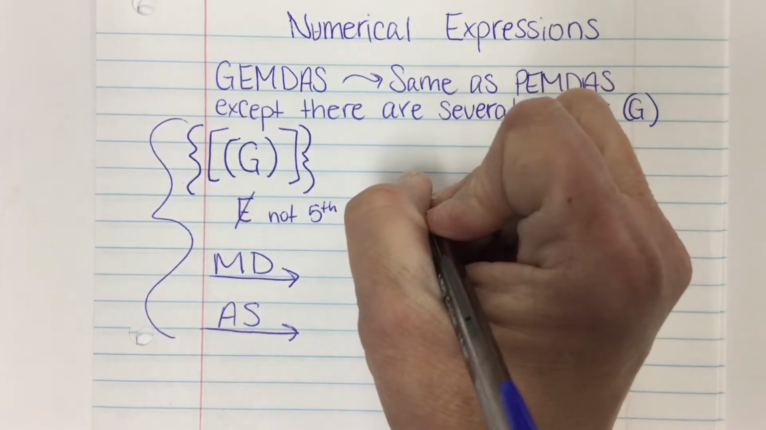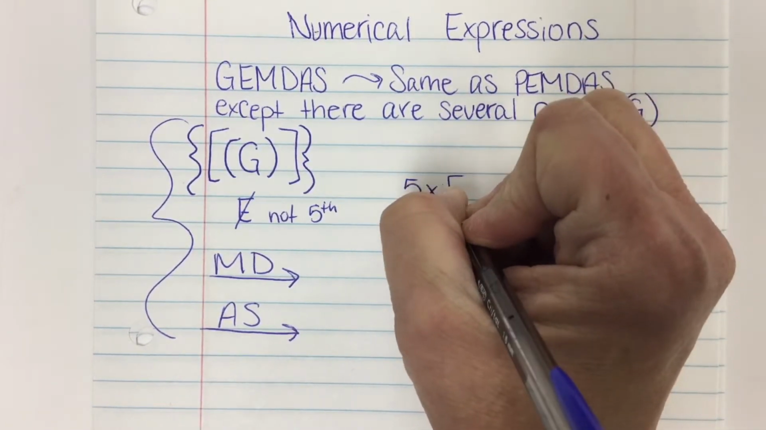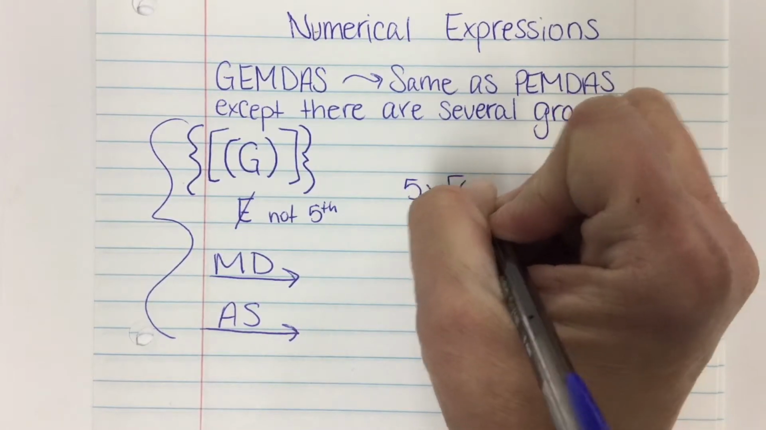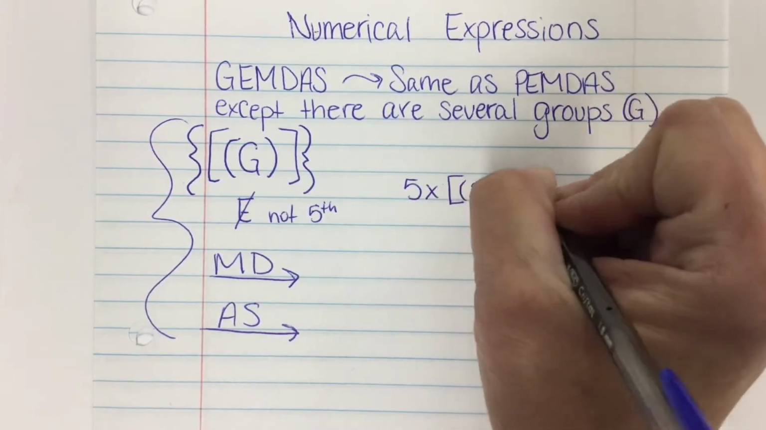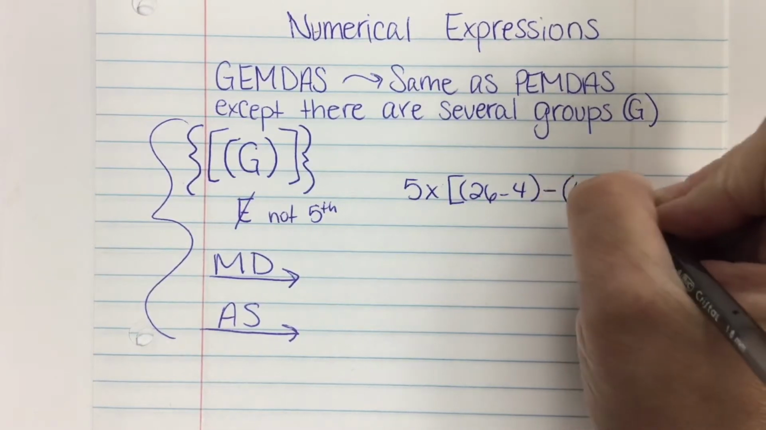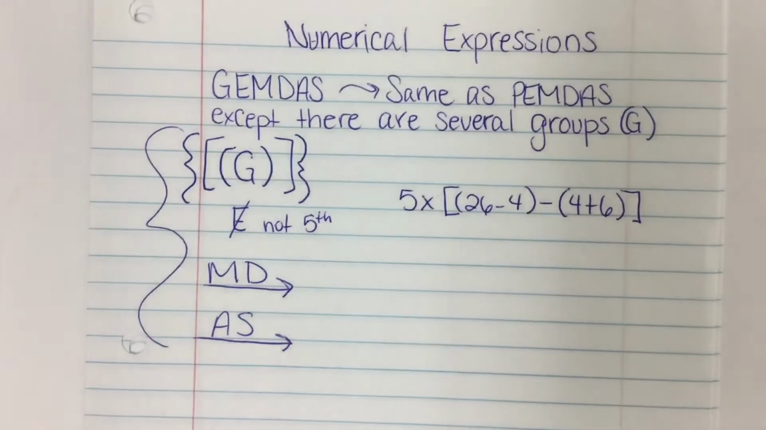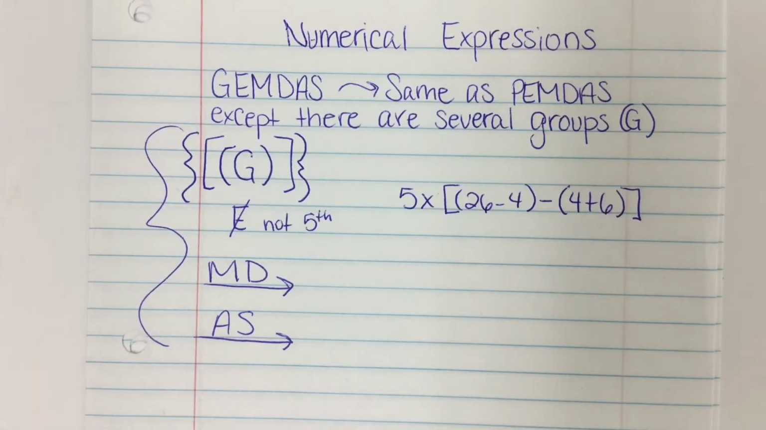So let's do an example. If I have 5 times, let's have a bracket, parentheses 26 minus 4, close the parentheses, minus parentheses 4 plus 6, close the parentheses, and then close the bracket. What this means is I'm going to do everything inside of the brackets first. All right, and inside of the brackets, I have 2 sets of parentheses. So we're going to do what's inside the parentheses from left to right.